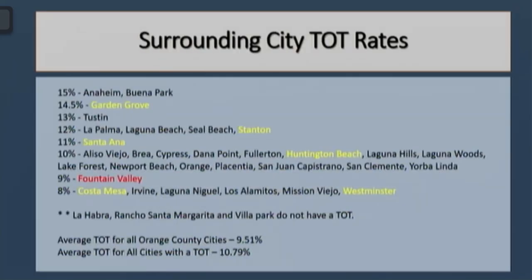The city clerk put together some TOT rates. Rick, do you want to talk on those? Thanks, Colin. Really quick, this is just so council has an understanding of the rates in Orange County. The high being 15%, which is in Anaheim, Buena Park. The low of cities that actually have a TOT is 8%. The ones that are highlighted in yellow are local surrounding cities. If we were to take the average of all the cities in Orange County, the average TOT is 9.51%. However, that includes 3 cities that do not have a transient occupancy tax. If we pull those out, then that average goes up to 10.79.